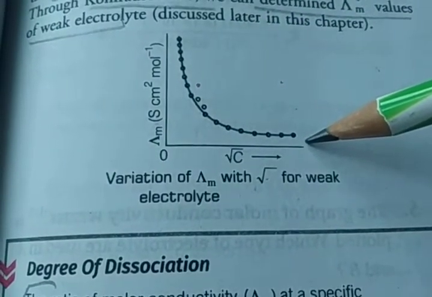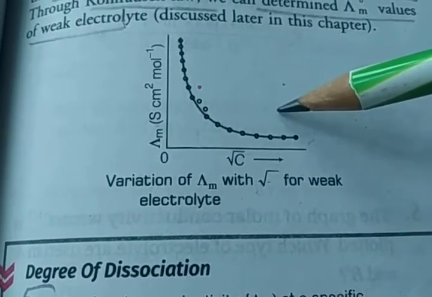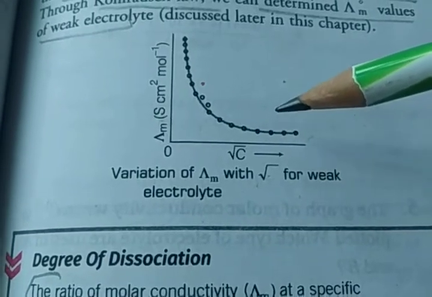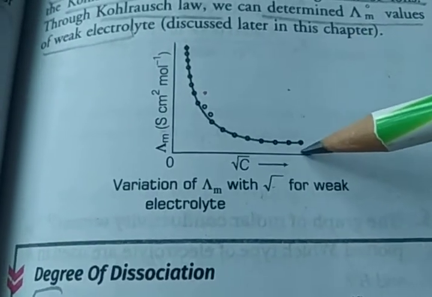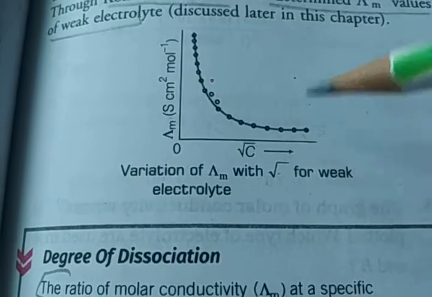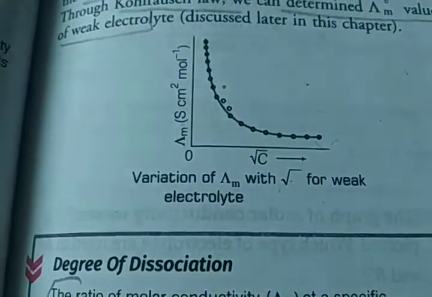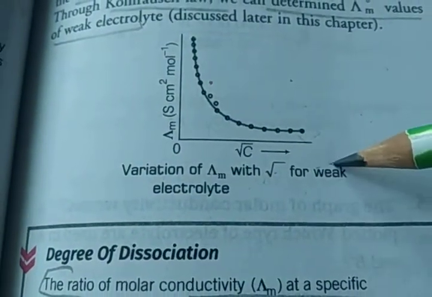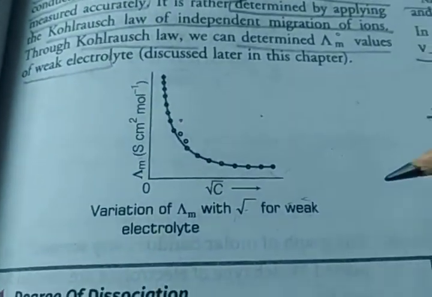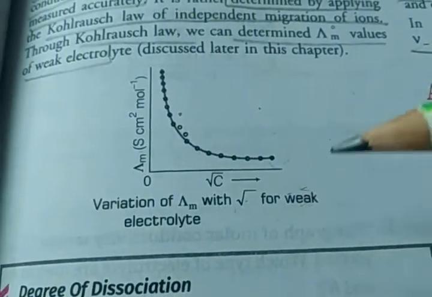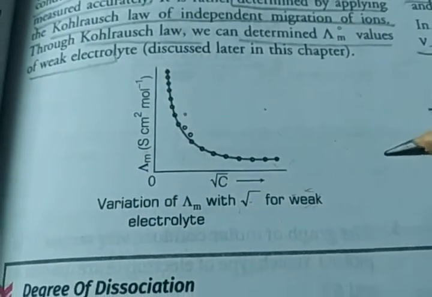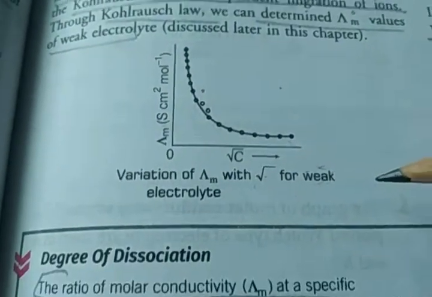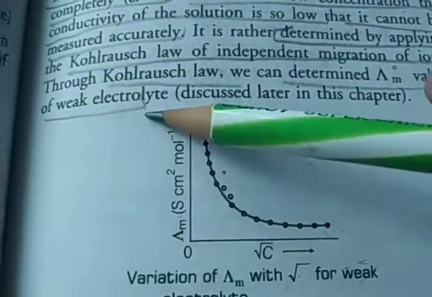The limiting value cannot be determined by extrapolation of the plot. At infinite dilution, C is equal to 0, so the degree of dissociation alpha is equal to 1. But at such low concentration it cannot be measured accurately, so it is determined by applying Kohlrausch's law, the law of independent migration of ions. So Kohlrausch's law is used for the weak electrolyte.